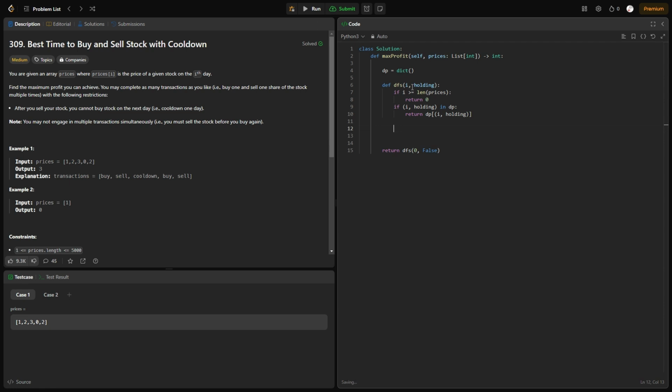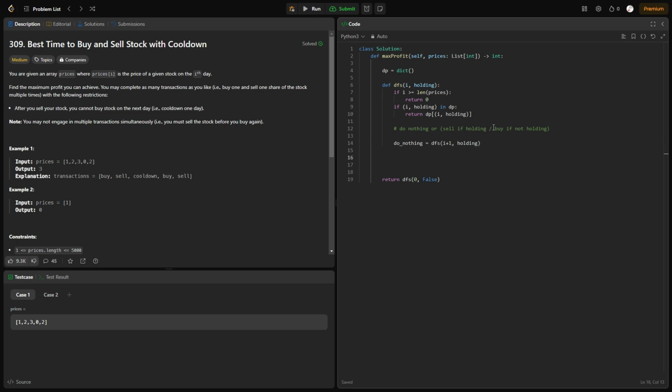Cool. Now, we have two different decisions. We can do nothing, or we can sell if holding. So this is going to be one option. Alternatively, we can buy if not holding. So these are the options here. We know that in both cases, we can always do nothing. So let's calculate do nothing. If we do nothing, we should just DFS on the next day. And whether or not we're holding a stock is not going to change since we're doing nothing. So let's pass in i plus 1 for the next day and holding.